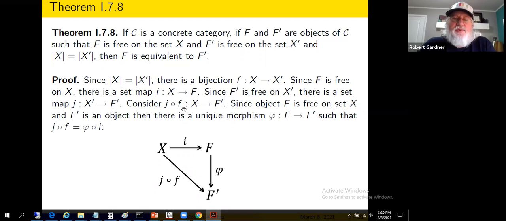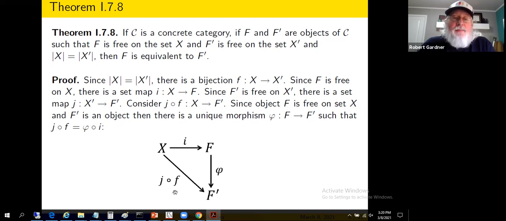Consider the composition of those two maps. The X prime doesn't appear in this story, not yet, but we're going to consider the mapping J composed with F. F comes first, so this takes us from X to X prime, and then J takes us from X prime to F prime. So indeed, the composition J composed with F does map X through X prime to F prime. So ultimately we get a mapping from X to F prime.